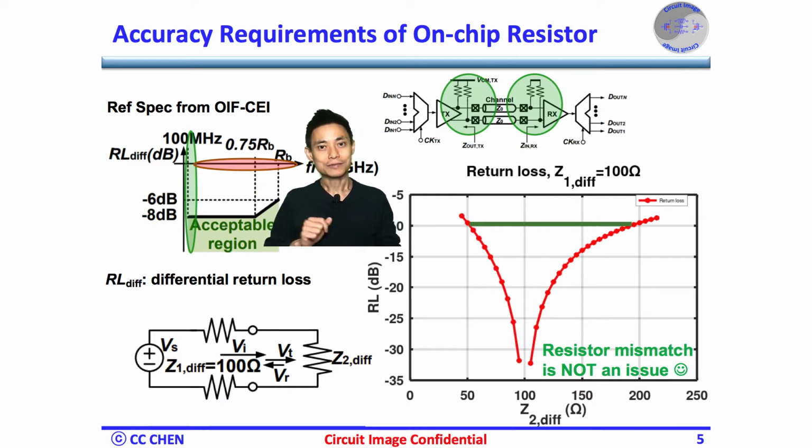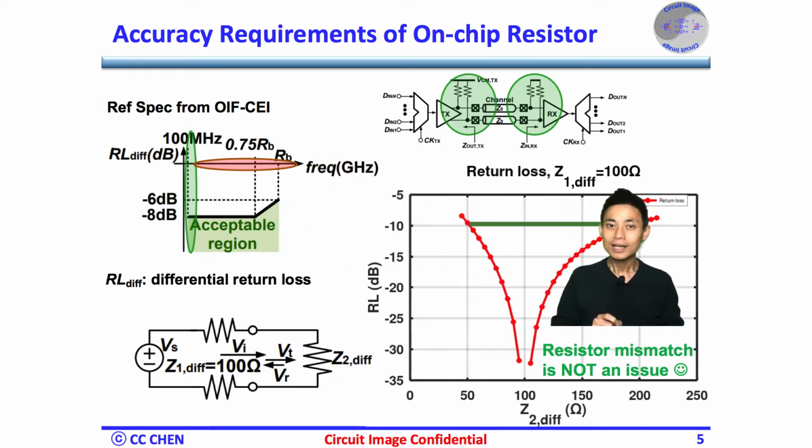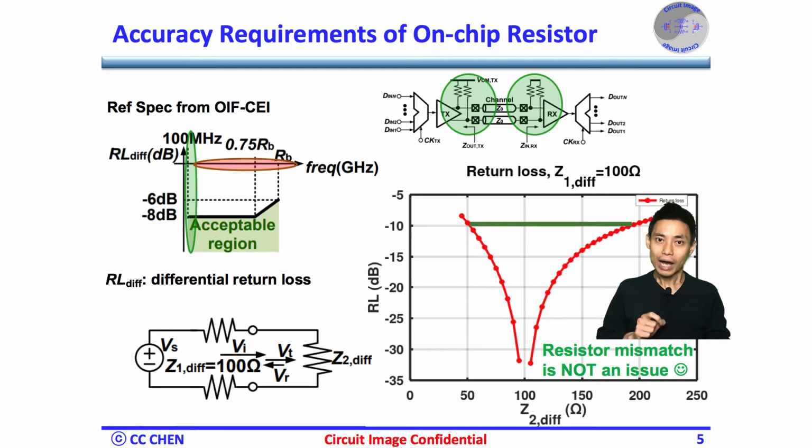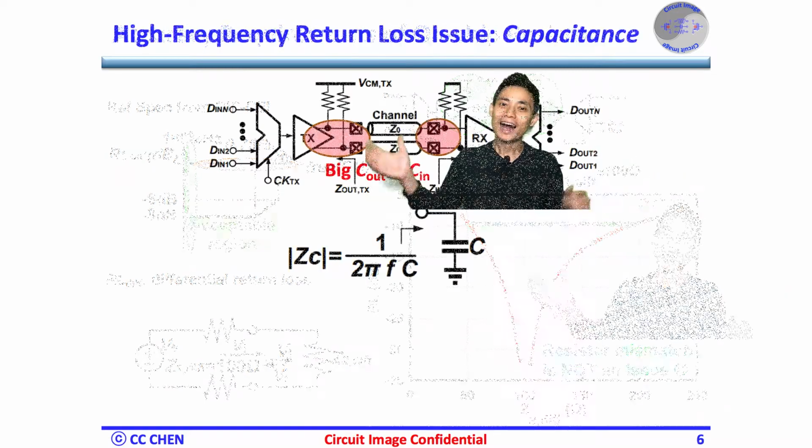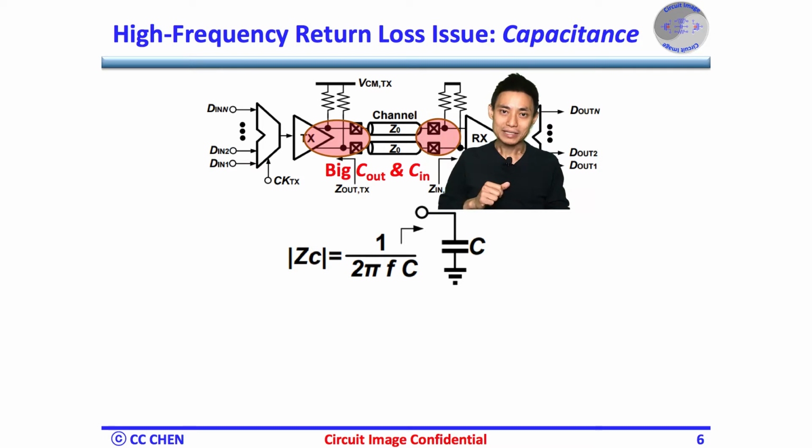Therefore, the resistive mismatch could have a substantial amount of tolerance. Just to give you an idea, take the 100 ohm differential impedance as the return loss case study here. The termination impedance could be as low as 50 ohm or up to 200 ohm without violating the specification at DC, around 100 MHz. But what caused the return loss violation at high frequency? Correct. Big I/O capacitance caused the high frequency return loss issue.